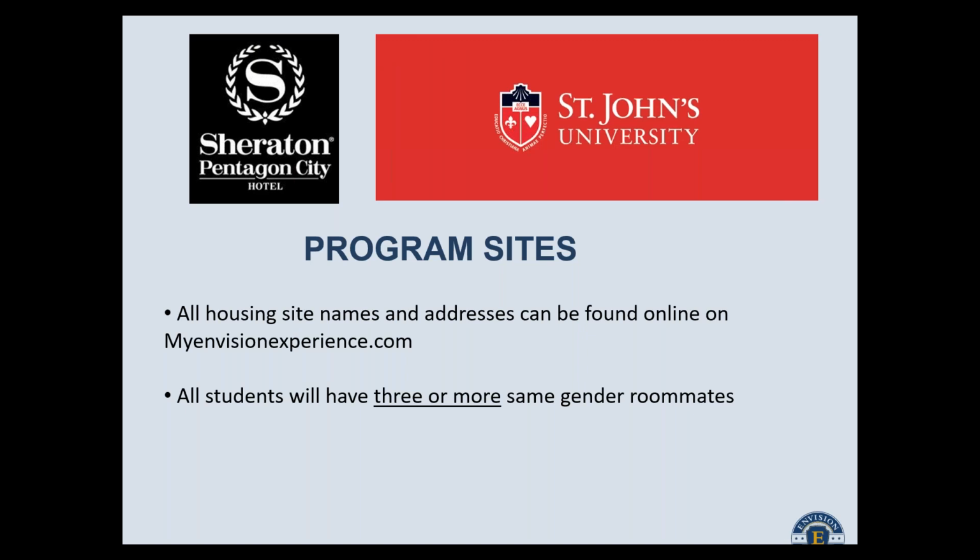As I mentioned earlier, all of this information can be found online on your portal. In Washington, D.C., we are staying at the Sheraton Pentagon City Hotel. And when we move to New York, we're going to stay at St. John's University. All of you will have three or more same-gender roommates. At the Sheraton, we will have the triple room, which means three of you of the same gender will stay in a room together.